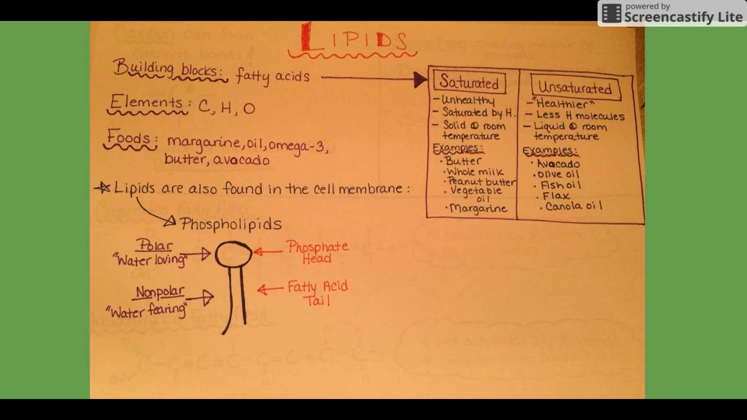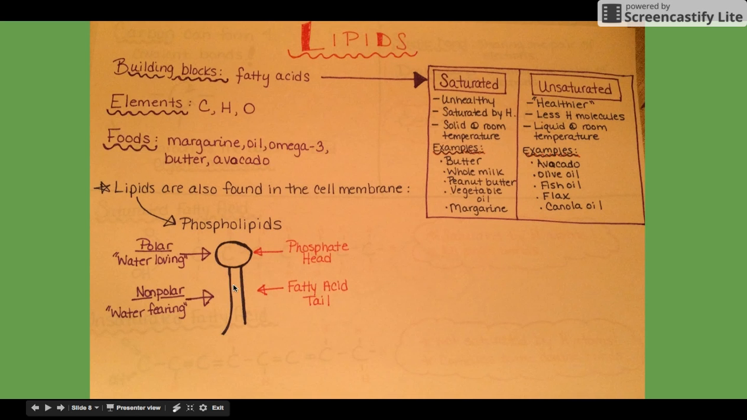And so these lipids are found in those foods, but they're also found in our cell membrane in something that's called a phospholipid. And so the phospholipid has two parts. Here, this circular portion here is called the phosphate head. And then we have these two portions on here, which are the fatty acid tail.